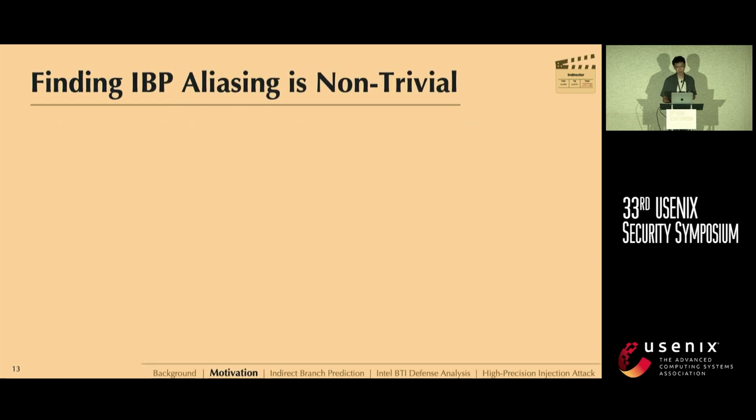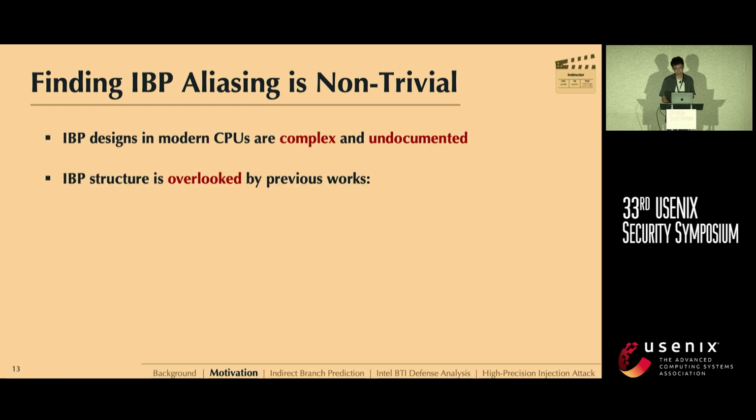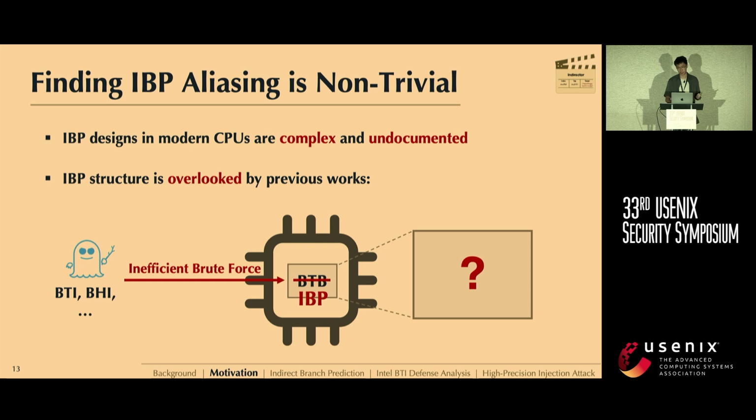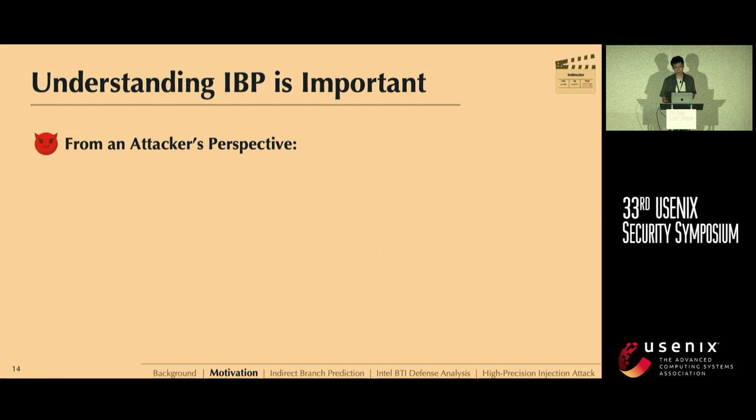However, finding IBP aliasing is a non-trivial thing in modern CPUs because their IBP designs are complex and undocumented, and this component is even overlooked. Previous attacks claim they are attacking BTB, but in fact, they are attacking IBP. They lack understanding of its structure, so they usually use inefficient brute force approach to find aliasing. So understanding IBP is important.